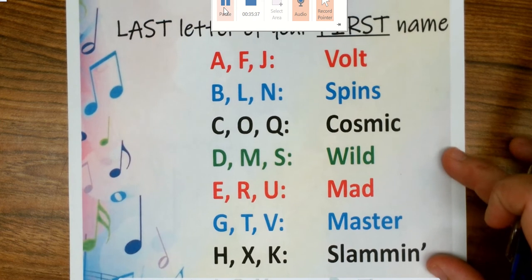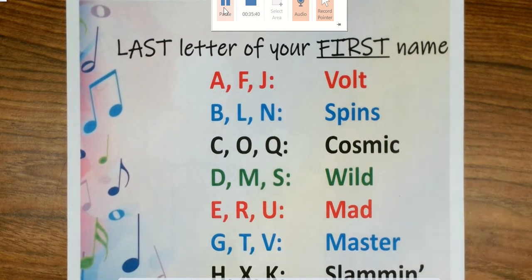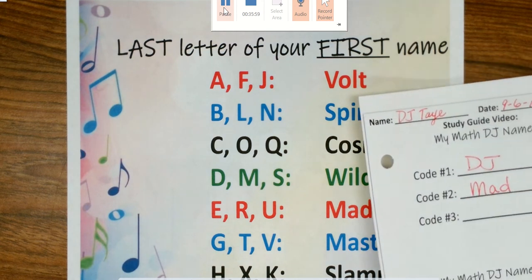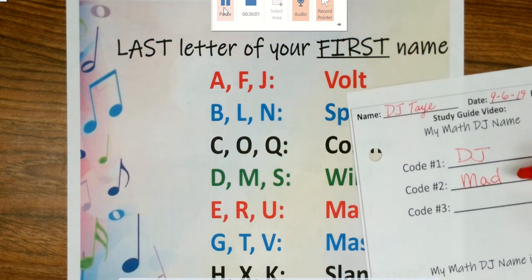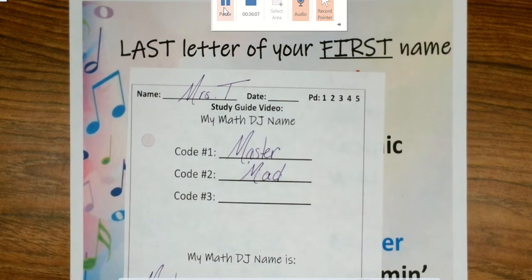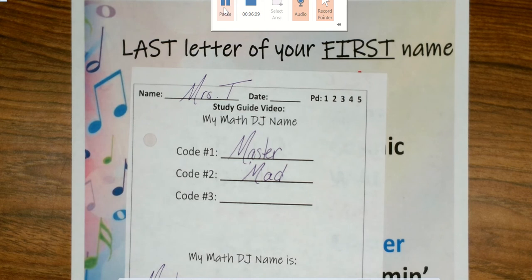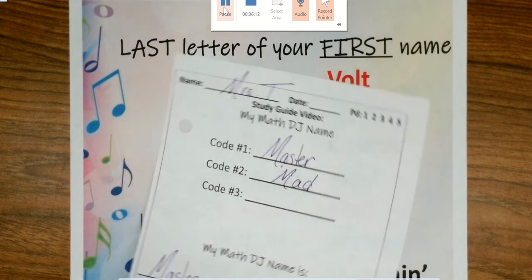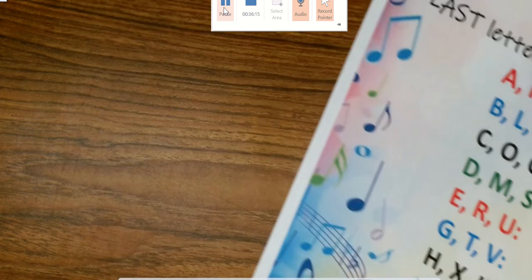All right, so let me show those one more time. This is the last letter of your first name. I can't spell today. I can't read today. Oh my gracious. Last letter of your first name. All right, DJ Tay, what do you have? I have mad because I have Cheravante, but I'm going to go by Tay, and so that's an E. So I got mad. Guess what? Apparently we're both twins today because I end in an E, so I am also mad. I'm Master Mad. I am DJ Mad. All right, there's those codes. Let's get back to the math.